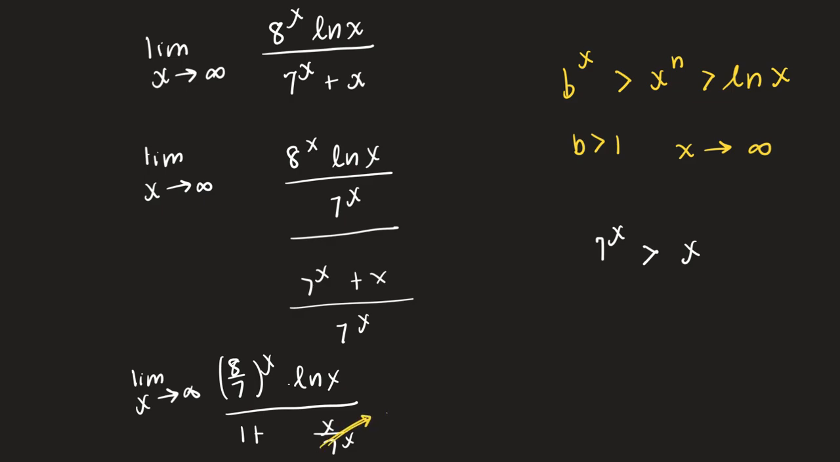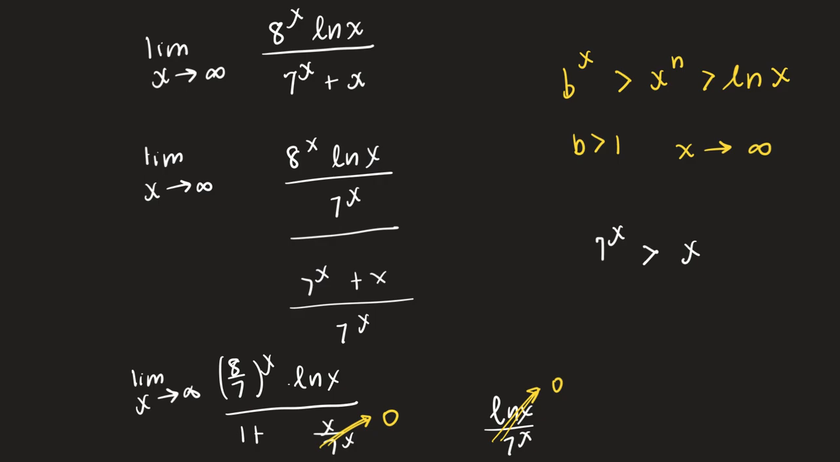So as x increases without bound, the x over 7 to the x is going to go to 0. And the same would be true if we had the natural log of x over 7 to the x. That also would go to 0 because the natural log of x is slower. Since 7 to the x is going to grow faster, then the ln of x is going to be slower. So this is going to go to 0 because the denominator is getting larger faster than the numerator.